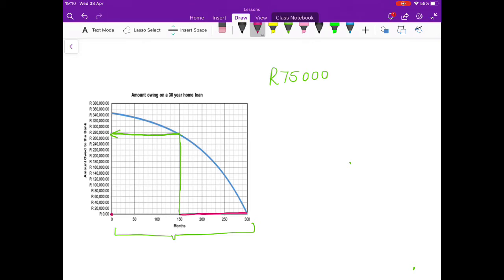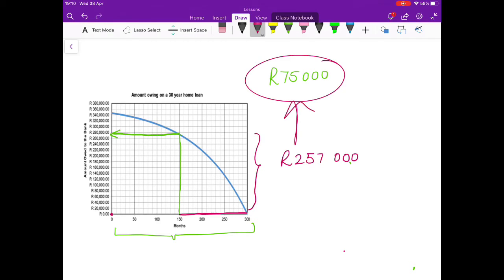Let's have a look at what happens in the last half of the loan. Well, you will see that if you do a calculation, in this section here you are going to reduce your loan by 257,000 Rand, which is substantially more than what we did in the first half of the loan. And this is due to the fact that you're putting interest on top of interest.